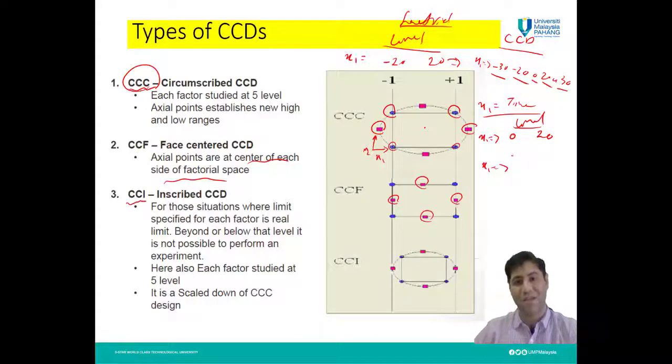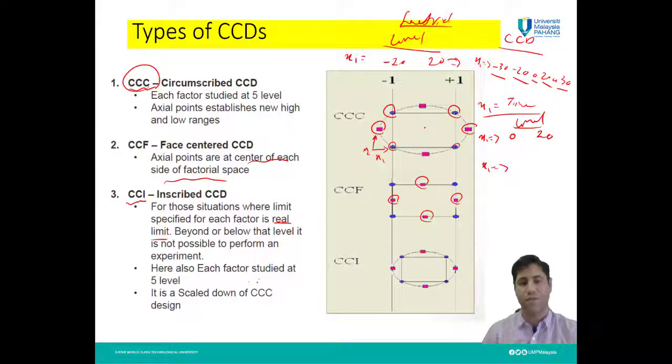So to add axial points to this factorial design, we have a limitation, which is that a factor cannot be less than a specific amount. Then we need to change the design like this. This design is for situations where the limit specified for each factor is a real limit, like time. Beyond or below that level, it is not possible to perform an experiment. Like time, we don't have negative time, and there can be other examples.